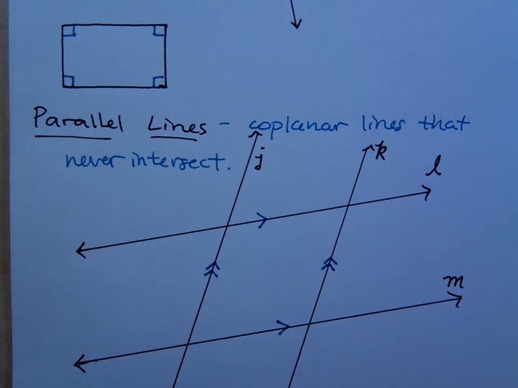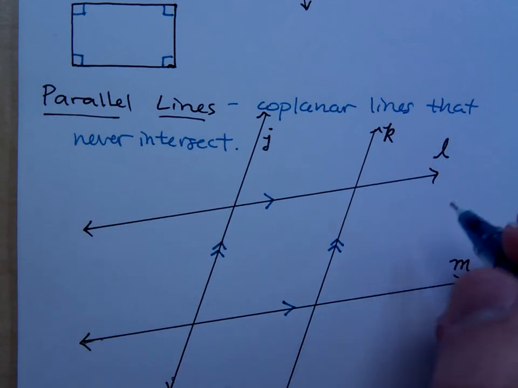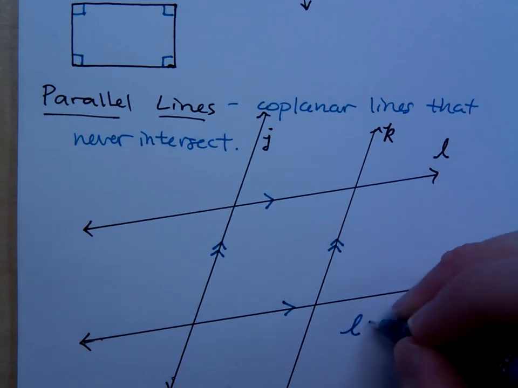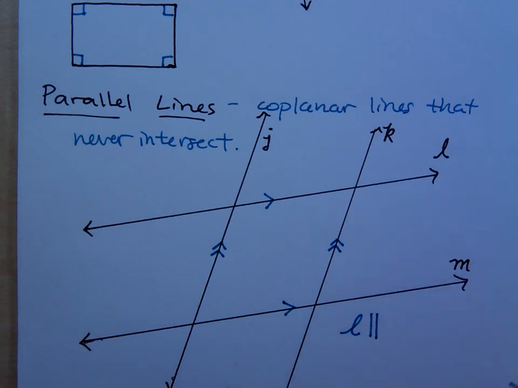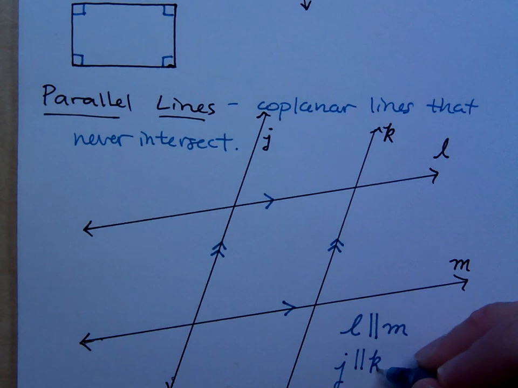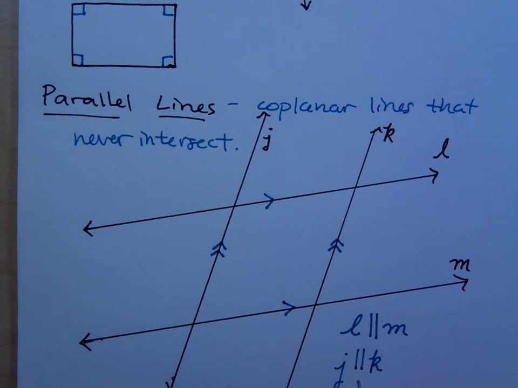Now, the way we would write this, though, would be the following. If we want to say that line L and M are parallel, we would see something like this. L, we'd see two vertical bars like this, and then M. So line L is parallel to line M. That's how we would say parallel. Just like here, J and K are parallel. We use these two vertical bars right here.